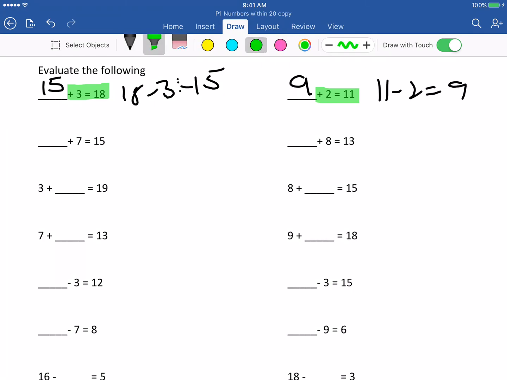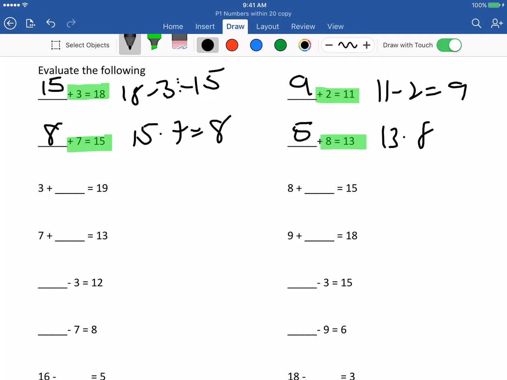Next one, what must you add to 7 to give you 15? The answer is 8. 15 minus 7 is 8. Next one, what must you add to 8 to give you 13? It will be 5. 13 minus 8 is 5. Okay, next one, what number must you add to 3 to give you 19? The answer is just 19 minus 3, 16.